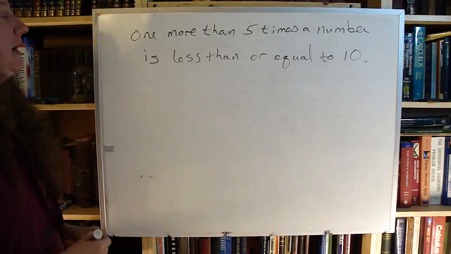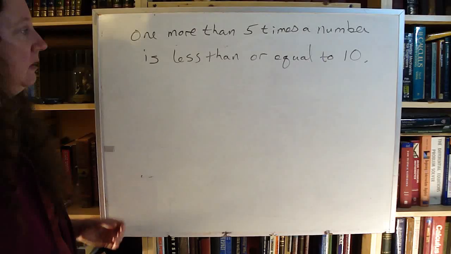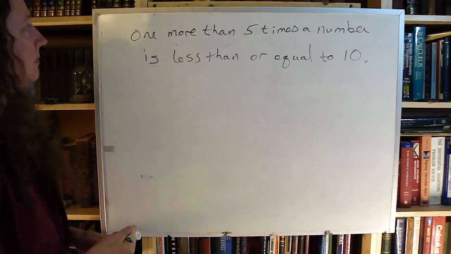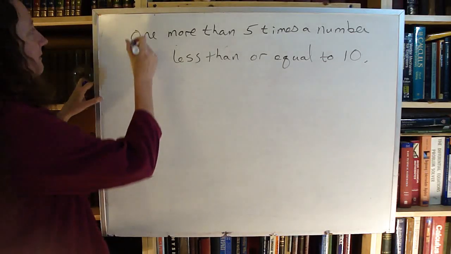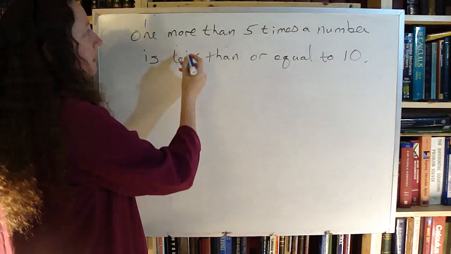1 more than 5 times a number is less than or equal to 10. We have to translate, and then we have to solve. So I need to go through and figure out what these words mean. 1 is 1. More than.